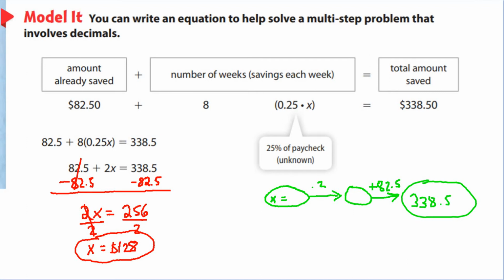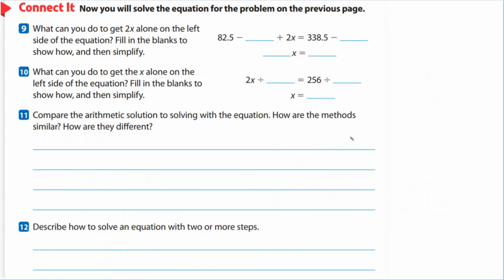338.5. And then we solve it by backtracking. Minus 82.5. And then you have 256. And then 256 divided by 2, you'll get 128. Let's connect it all and see what we got, even though I showed you a lot of the work. Now you'll solve the equation for the problem on the previous page. What can you do to get 2x alone on the left side of the equation? We already did that, so if you want, you can go back and check it out.